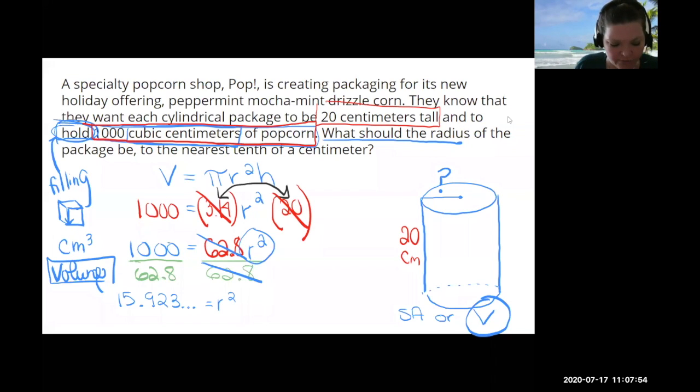In order for R to be really, truly, totally alone and isolated, I've got to do the opposite of square, which is square root. And of course, we can do whatever we want as long as we do it to both sides. Okay, so on the right-hand side, that's easy to see. Square and square root cancel, so R is alone. On the left-hand side, this is some calculator work to do.